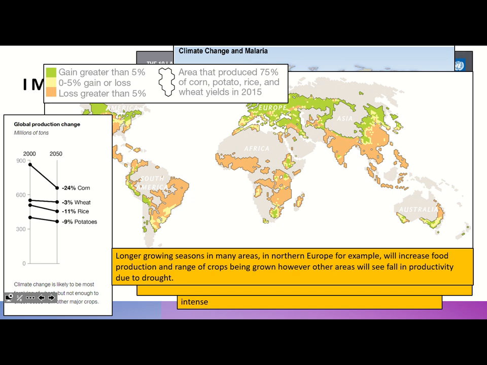So there's quite a lot to talk about there, but the basic point here is that there will be longer growing seasons in many areas. Again, talking about these things with a bit of understanding, you can actually package these into little mini paragraphs which will win you multiple marks.